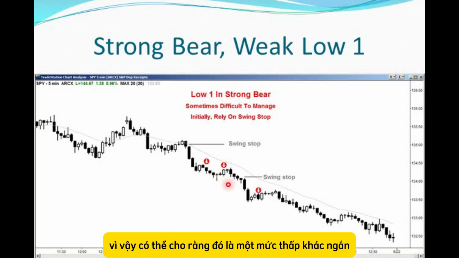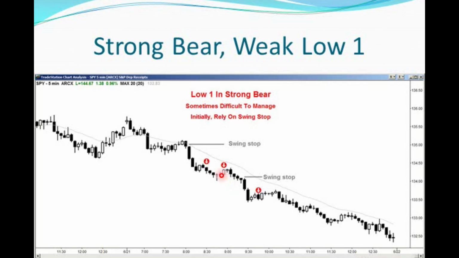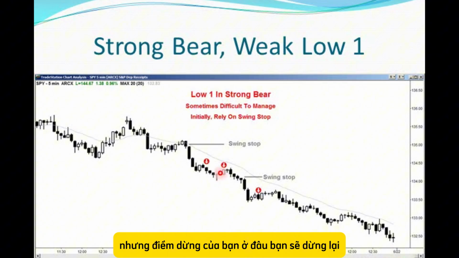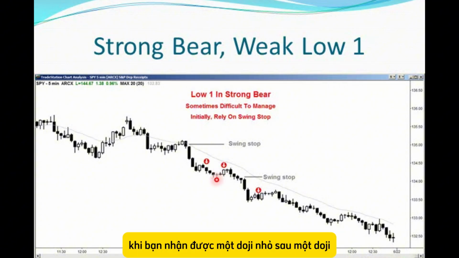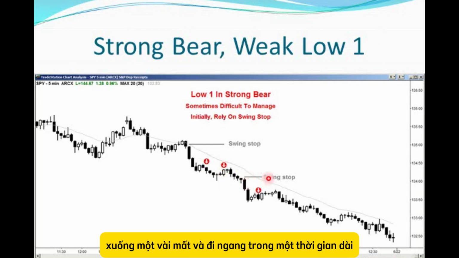Okay, so arguably that's another low one short. So you could short below its low. But where is your stop? Would you put your stop 1 tick above the high of the bar? I would not. When you get a small doji after a doji, too much risk of a tight trading range, and the market going up a few ticks, down a few ticks, and going sideways for a long time.